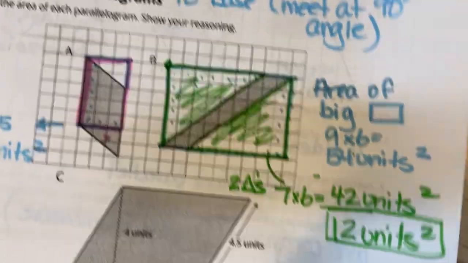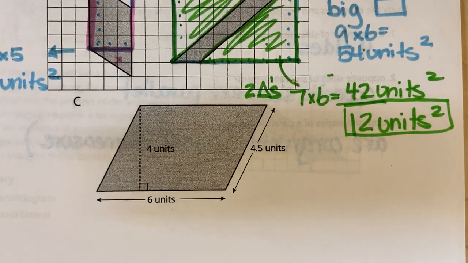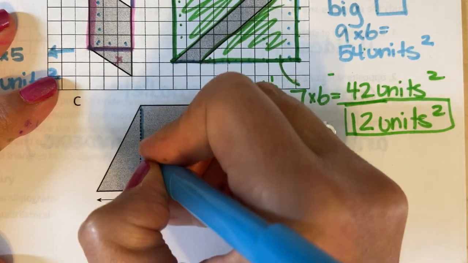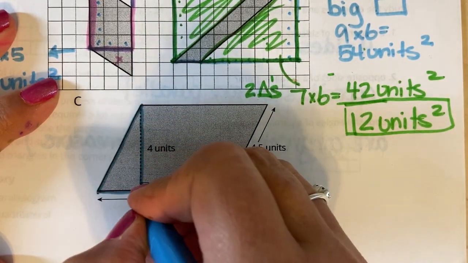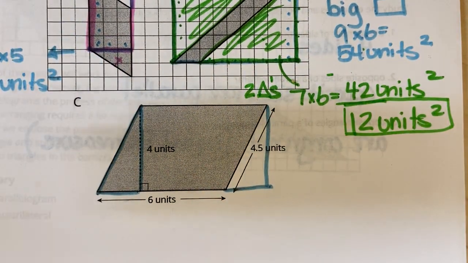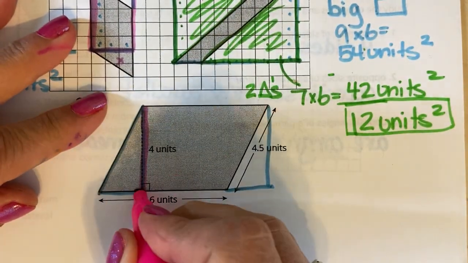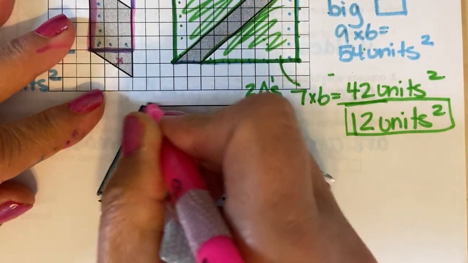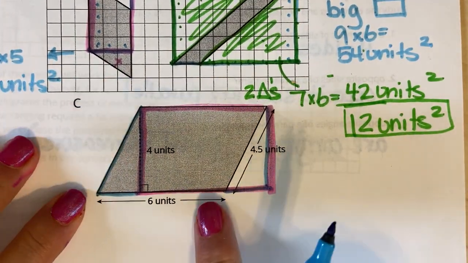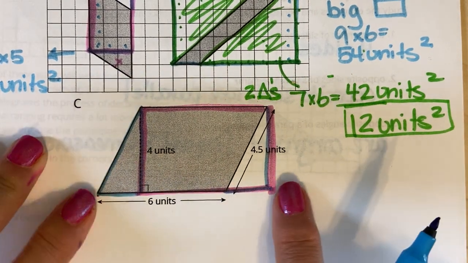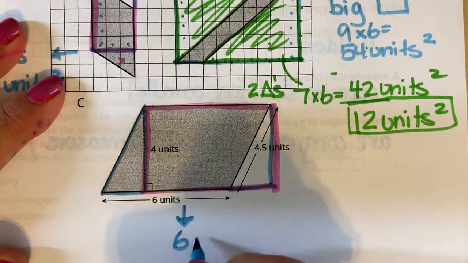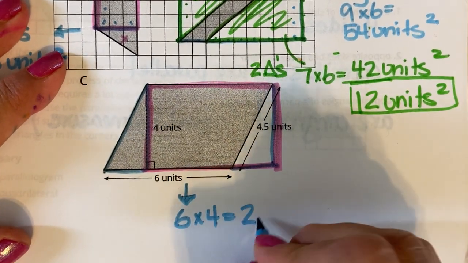All right, so the bottom one, we don't have squares. So let's go through this. Again, it's telling me that if I took this triangle and moved it over here, okay? I'm going to make a rectangle. That would be 6 times 4. This part is 6 because I took this off of here. So whatever this part is, I just added the exact same thing on. So it's 6, but the height is 4. So this would be 6 times 4, which is 24 units squared.